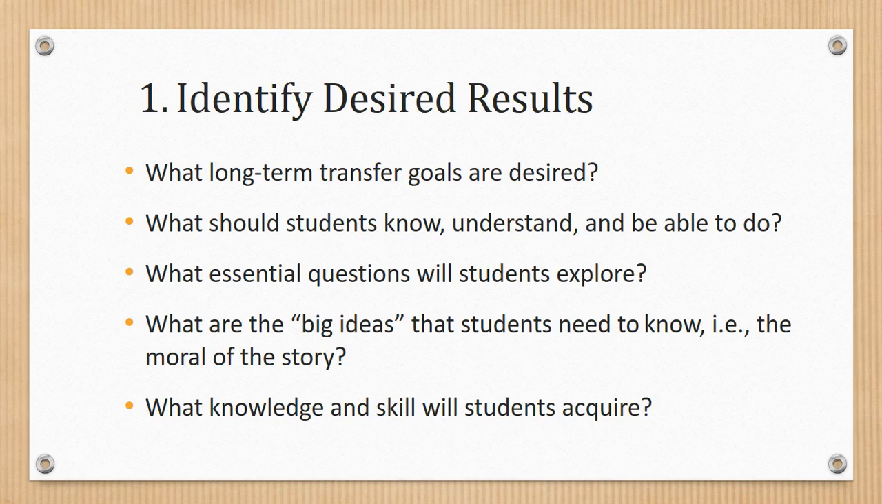So first, at stage 1, identifying desired results, some questions that might be asked are what long-term transfer goals are desired? This is all about looking for transfer goals, transfer of knowledge to real-life situations. Ultimately, what should students know, understand, and be able to do after they have gone through this learning process? And then what are the essential questions that students will explore? These are larger questions that involve critical thinking and do not necessarily have yes or no answers.